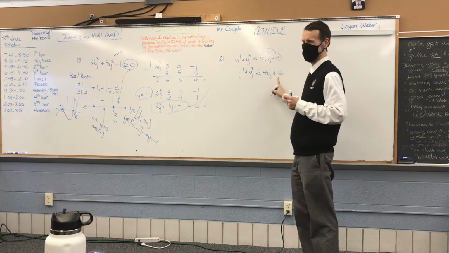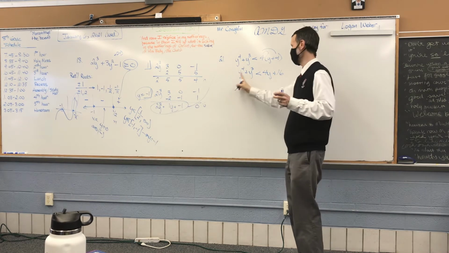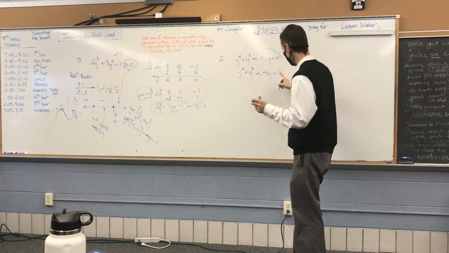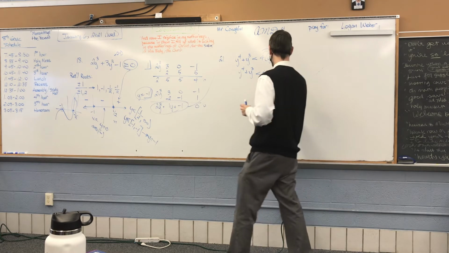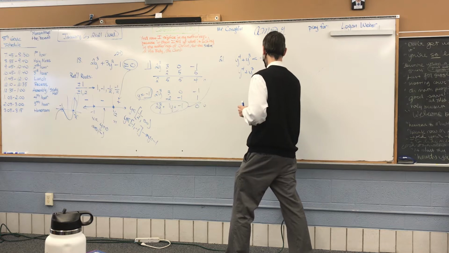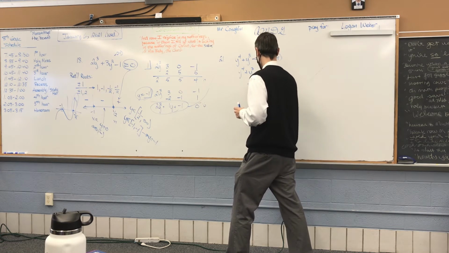You've got to get the answer down to 0. To solve anything with multiple species of x or y or whatever, you've got to get the answer down to 0, even if it's inequalities. I'm going to subtract 16 and subtract 4y on both sides. Tell me what you get.